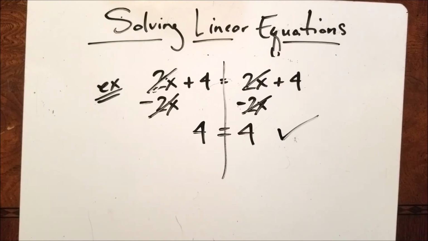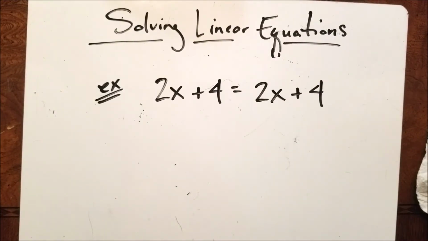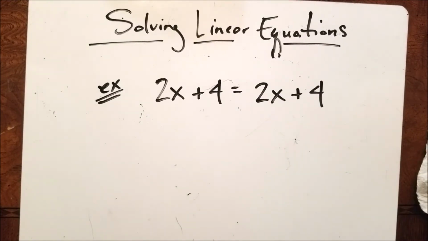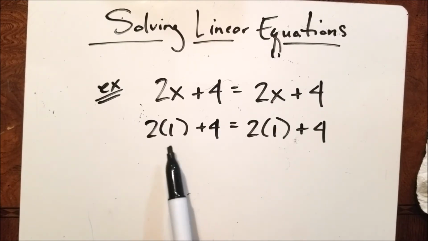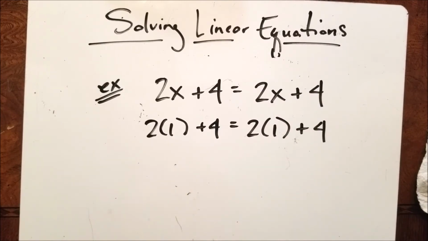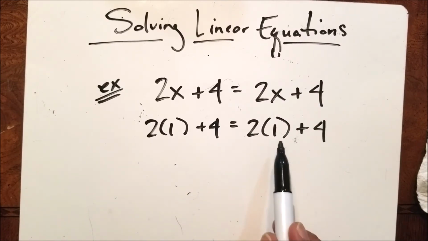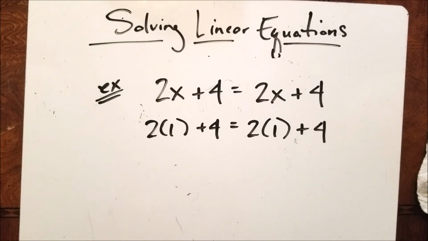Now let's talk about what this means. This means that no matter what value of x I put in, it will always work. Let me show you what I'm talking about. Let's go back to our original equation. Turns out no matter what value I put in for x, this equation is going to be true. Let's say I put a 1 in for x. Notice I replaced every x with the number 1. 2 times 1 is 2, and 2 plus 4 is 6. Okay, so this equation is true when I put in a 1.